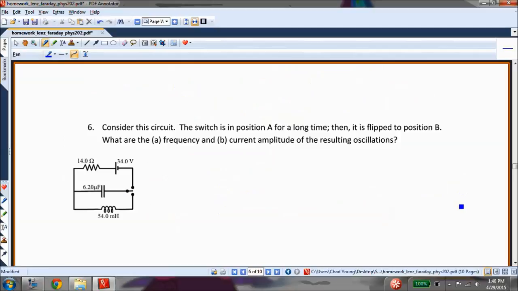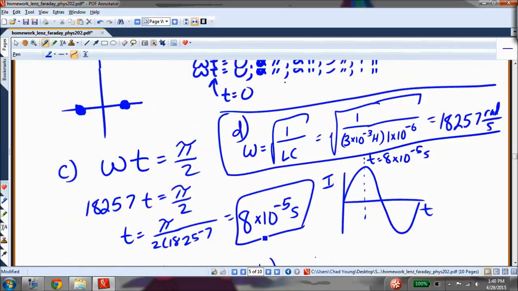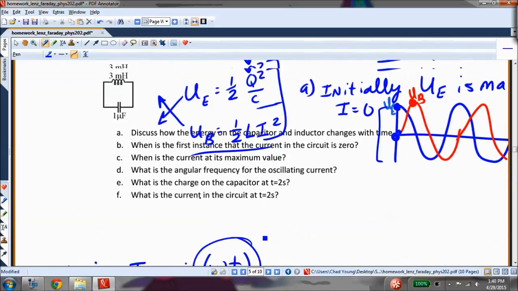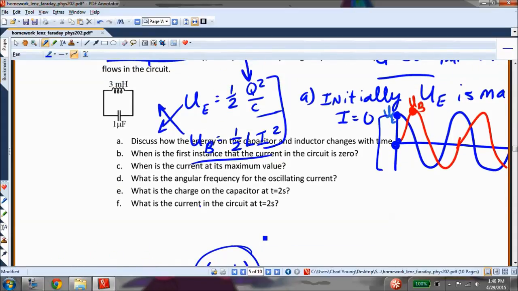All right, and then for F, I want to know what is the current. So this is just I equals Im times sine omega t. And you do a similar thing here. I've already found my Im, I think, haven't I? Ah, I have not. So we'll need to do that first. I'm going to do that right here since we have these equations drawn out here.